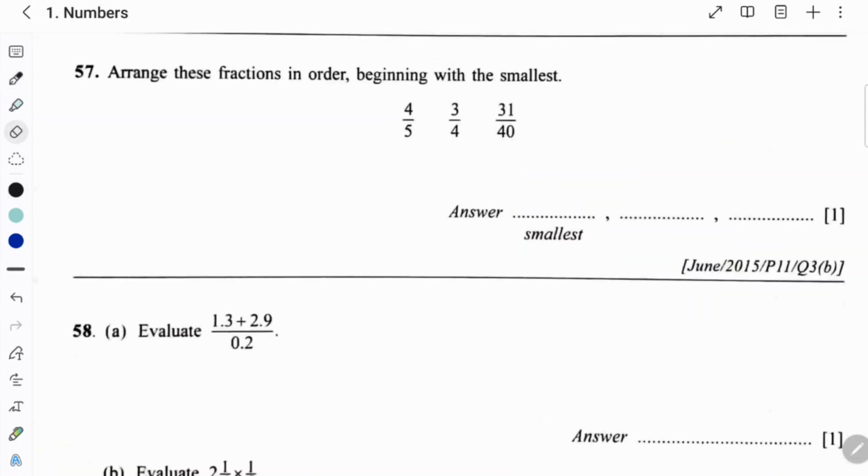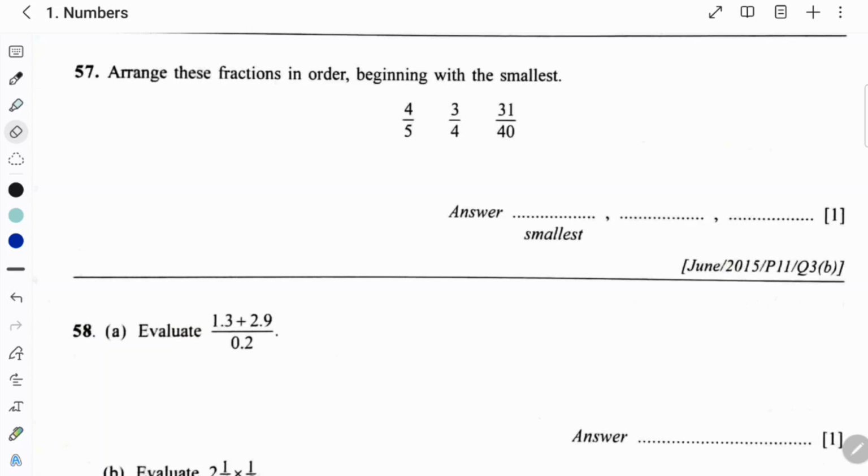Other questions you can see in this worksheet, I have already done in the numbers topic, in the first part of the numbers video. Okay, you can check it over there. For example, these evaluate questions and others, you can see there. So this is the second part of the numbers which I'm going to do, and next I'll do the HCF and LCM. Okay, this question is also of 1 mark.